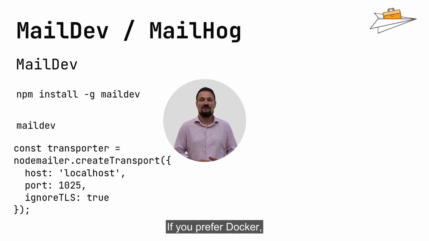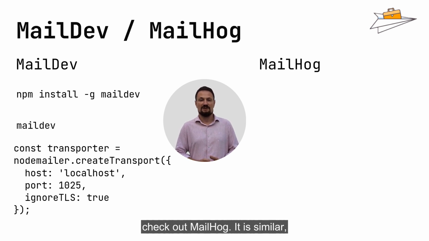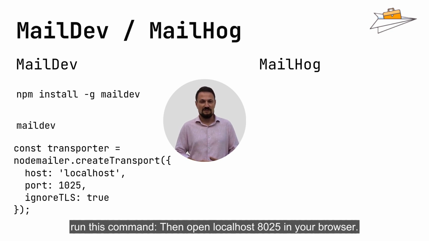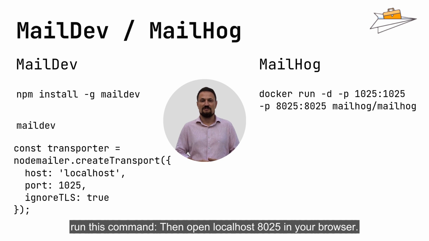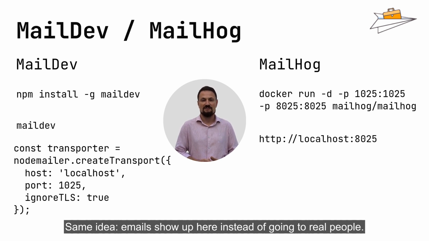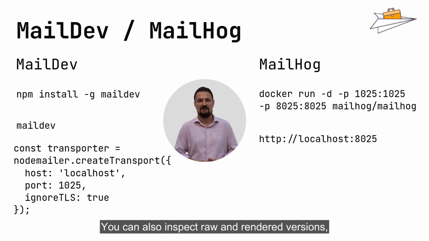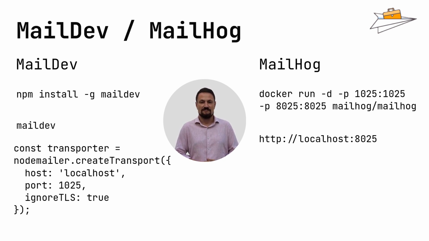If you prefer Docker, check out MailHog. It is similar, just not built with Node. To start MailHog with Docker, run this command. Then open localhost 8025 in your browser. Same idea. Emails show up here instead of going to real people. You can also inspect raw and rendered versions, track message history, and check logs.